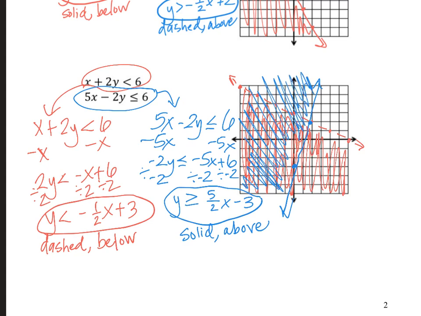And as you can see, this area that's in kind of like the bottom left is our answer. So I'm going to use green to show that this is our answer. These are all solutions to the system. And I'm going to color it in so that my teacher can see it. So that is my answer.